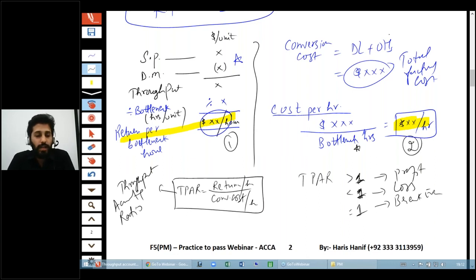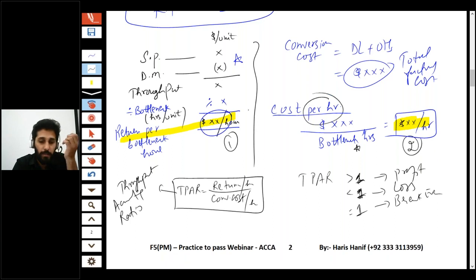So throughput accounting deals with this return per hour, not return per unit. Imagine that this product is being made in 4 hours and hours are the limiting factor. I do not need the return per unit, I need the return per hour, right? Similarly cost per hour, because the hour is the bottleneck resource here, either machine or labor hour.